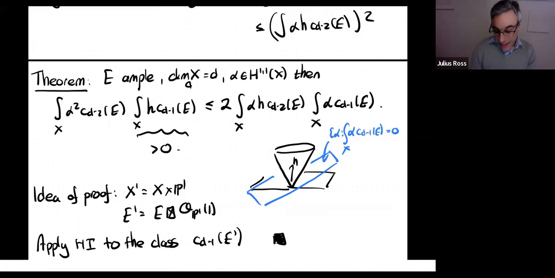But if you look at this for a second, what's the d minus 1? I mean, the numbers work out, right? This has one dimension higher. So this thing here is codimension 2 on this space. So the Hodge index applies.